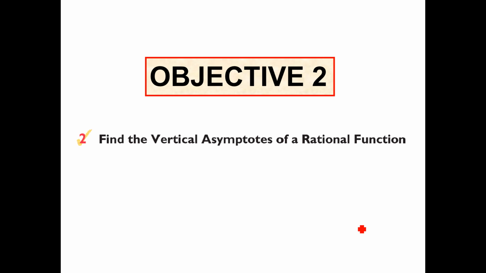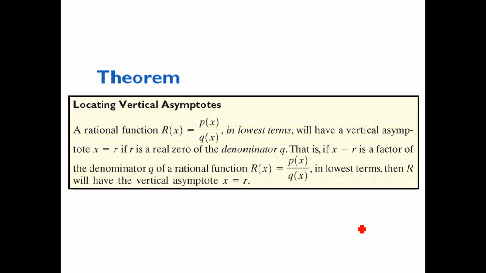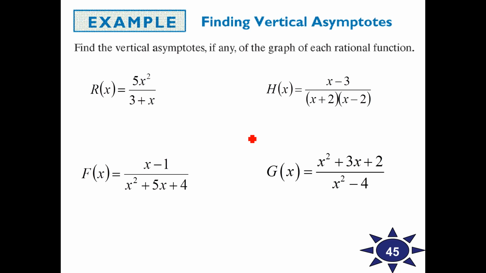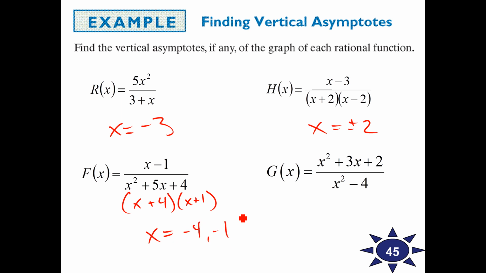All right, so let's find some vertical asymptotes. The vertical asymptotes are going to simply be the zeros of the denominator. So, same as the domain. So, where are your asymptotes? We do the same steps as finding domain. But in this case, we'll say equals, because we're saying what's the equation of the asymptotes. All right, so x equals -3. x equals plus or minus 2. Factor, x plus 4, x plus 1. x equals -4, -1. And in this case, x equals plus or minus 2. All right, same principle as domains. Try problem 45.